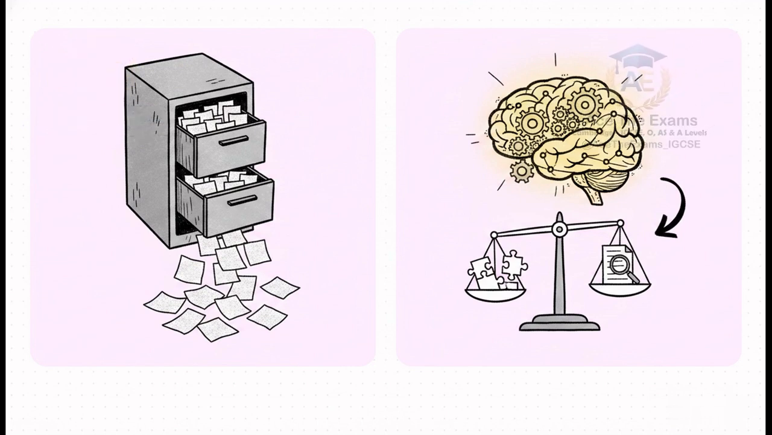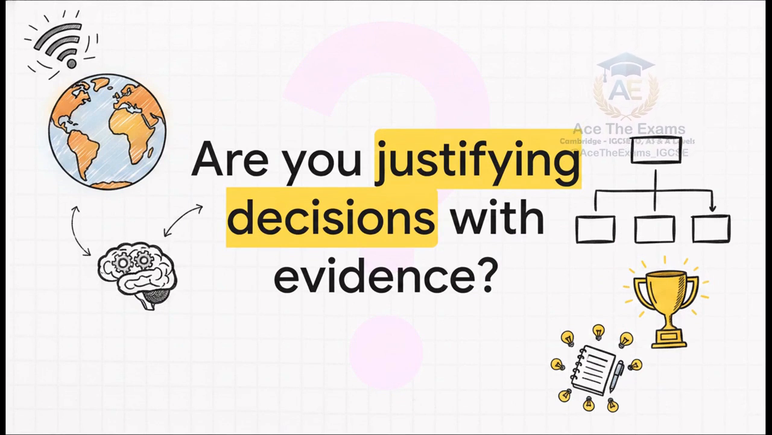As we wrap up this explainer, I want to leave you with a pivotal question to take into your own study sessions. When you sit down to practice past papers on 6.1, the digital divide, honestly ask yourself, are you just listing facts, or are you truly justifying your decisions with evidence, using the systematic framework we outlined today? Mastering that exact shift in thinking is what the examiners are waiting to reward. Keep that theoretical architecture in mind. Never forget to define your terms, and happy studying.